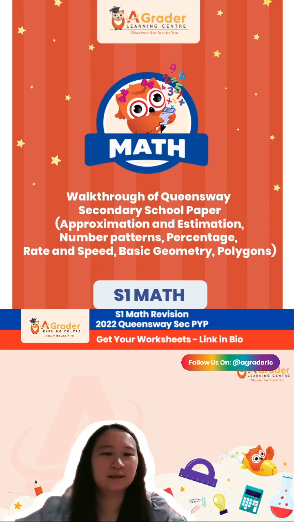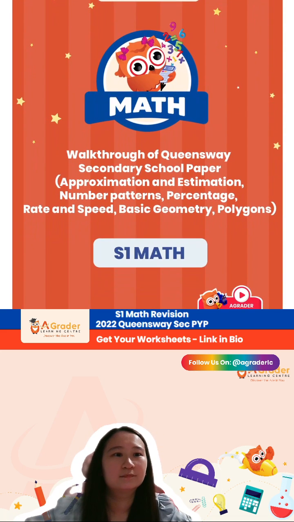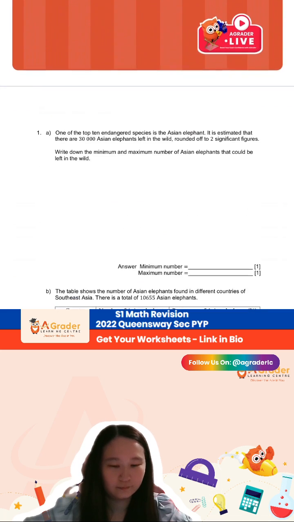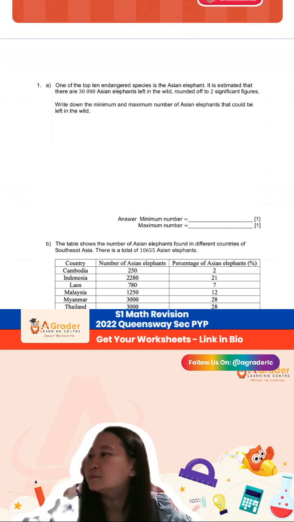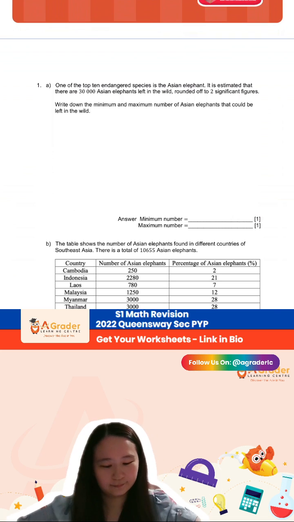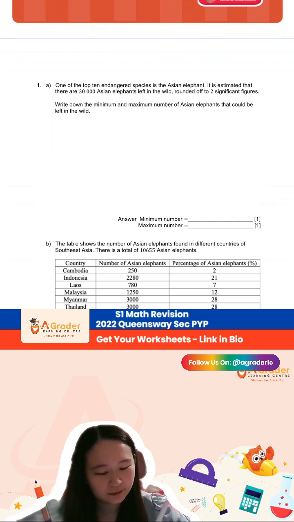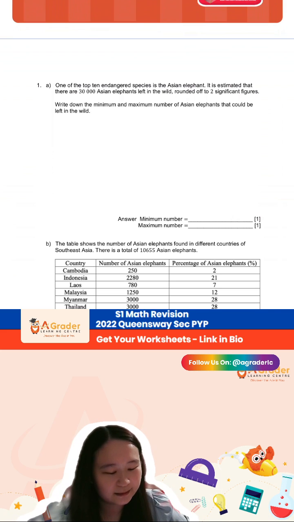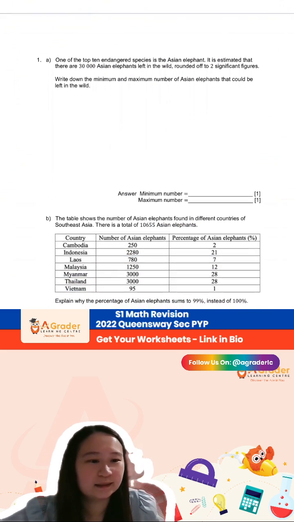Okay, we begin the live now. You can look at question 1A. Has anyone tried question 1A? One of the top 10 endangered species is the Asian elephant. It is estimated that there are 30,000 Asian elephants left in the wild, rounded off to two significant figures.